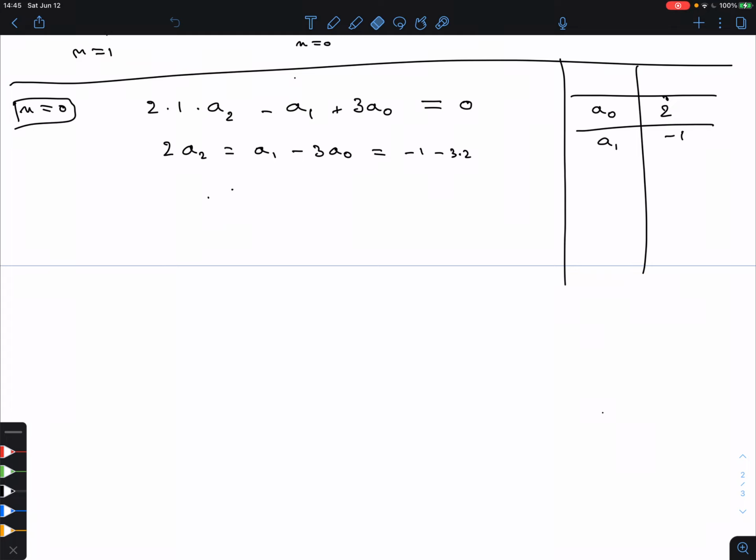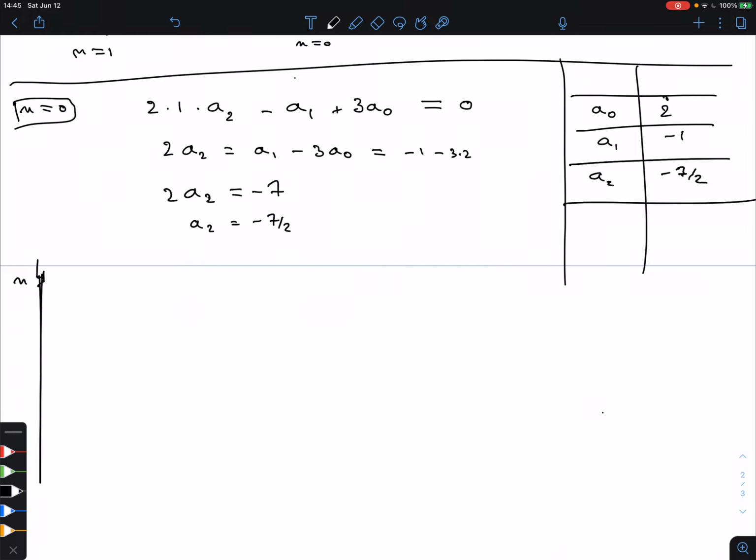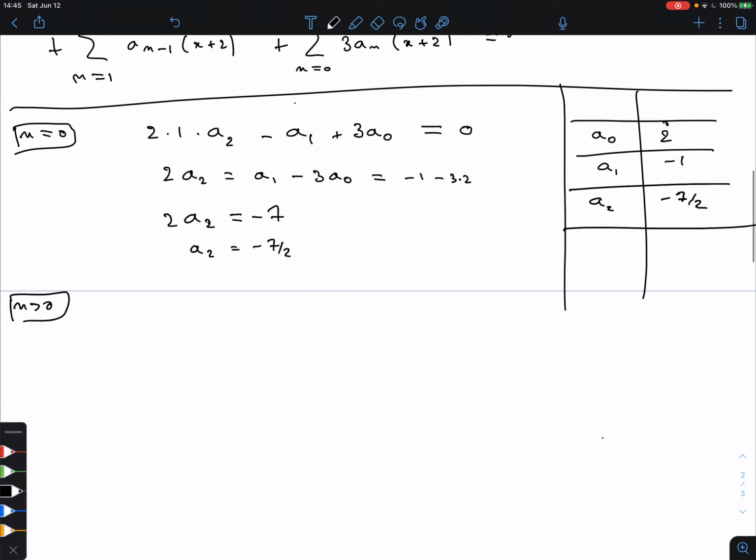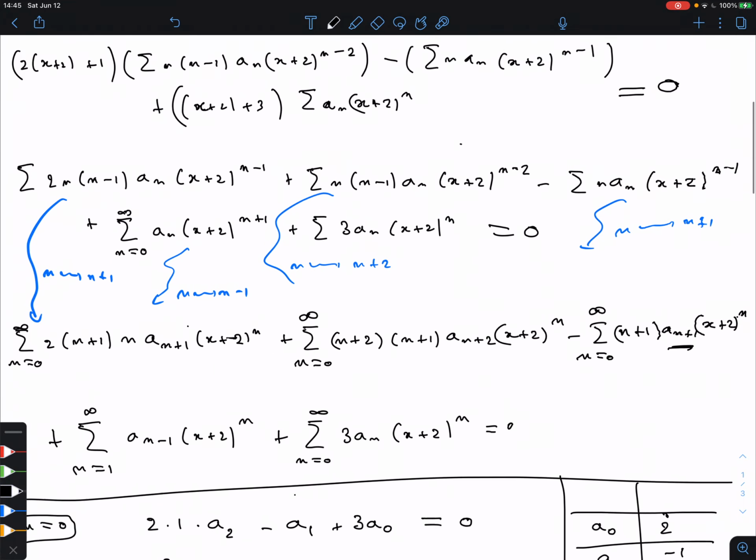So we get 2 times a2 is minus 7. So a2 is minus 7 over 2. Let me write it here. a2 is minus 7 over 2. Okay. But now, what happens for the n's that are bigger than 0?